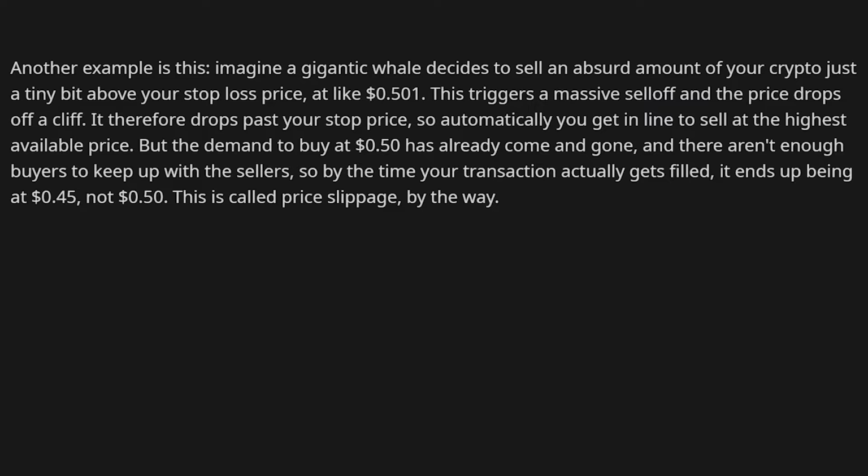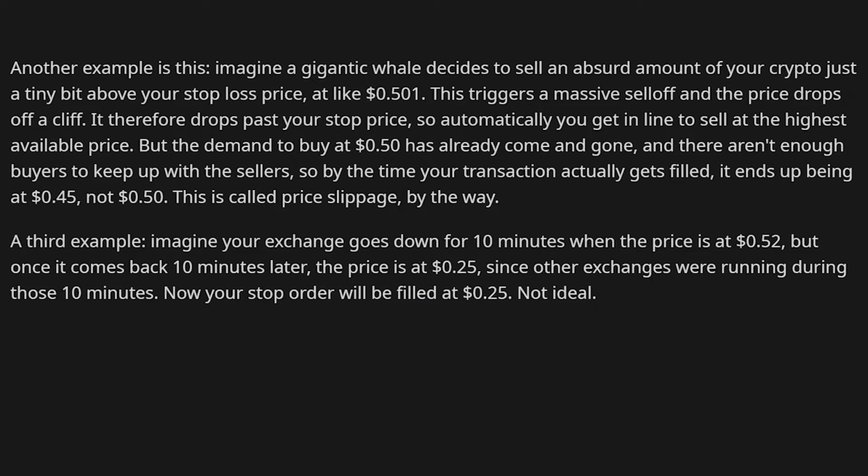Another example is this. Imagine a gigantic whale decides to sell an absurd amount of your crypto just a tiny bit above your stop loss price, at like $0.501. This triggers a massive sell-off and the price drops off a cliff. It therefore drops past your stop price, so automatically you get in line to sell at the highest available price. But the demand to buy at $0.50 has already come and gone, and there aren't enough buyers to keep up with the sellers. So by the time your transaction actually gets filled, it ends up being at $0.45, not $0.50. This is called price slippage, by the way.